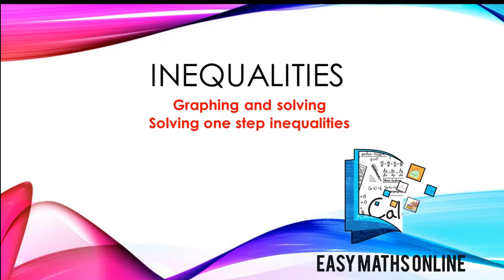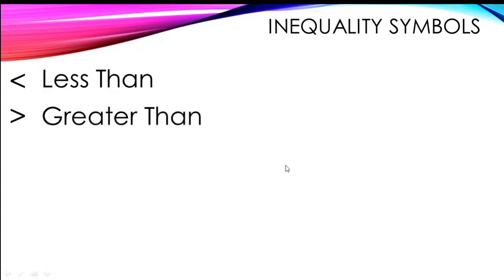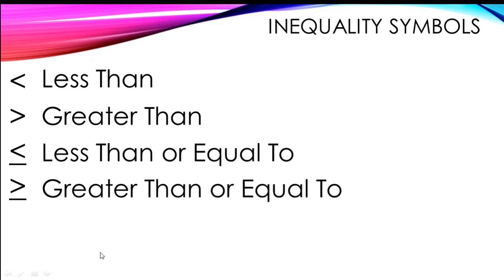Let's start. Look at this inequality symbol. You can see these are the inequality symbols. If this symbol comes, it means less than. And this symbol refers to greater than. If the symbol is less than and there is a line under it, we call it less than or equal to. And the symbol with greater than and a line under it, we call it greater than or equal to.